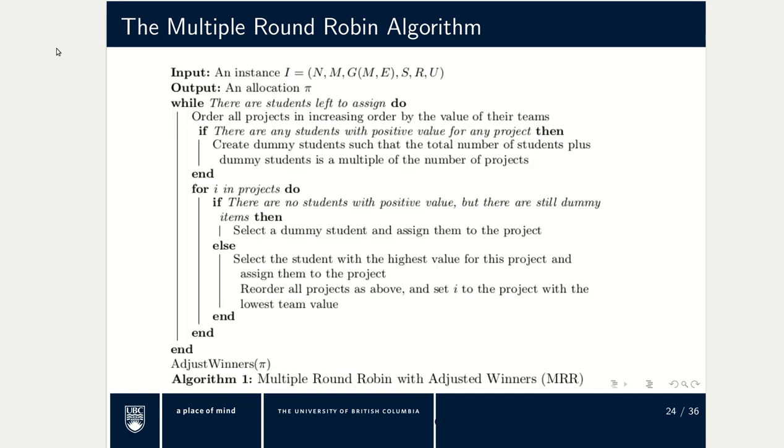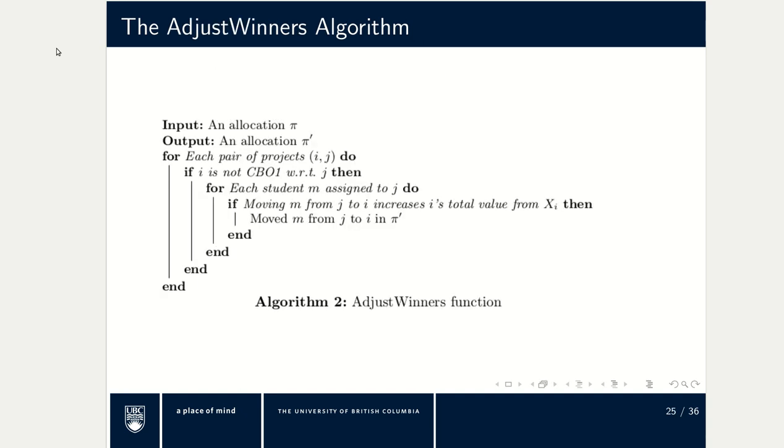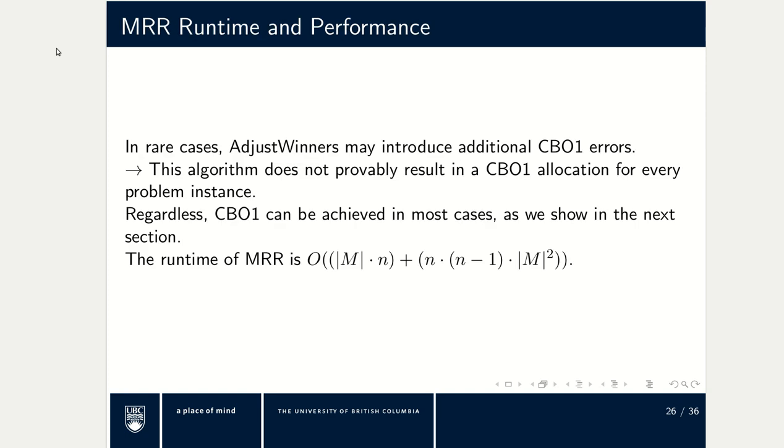But yeah, so this is our multiple round-robin algorithm, which hopefully you should be able to go back and pause on this. We also obviously have this in the paper. This is our adjust winners algorithm, which is of course part of the multiple round-robin algorithm.